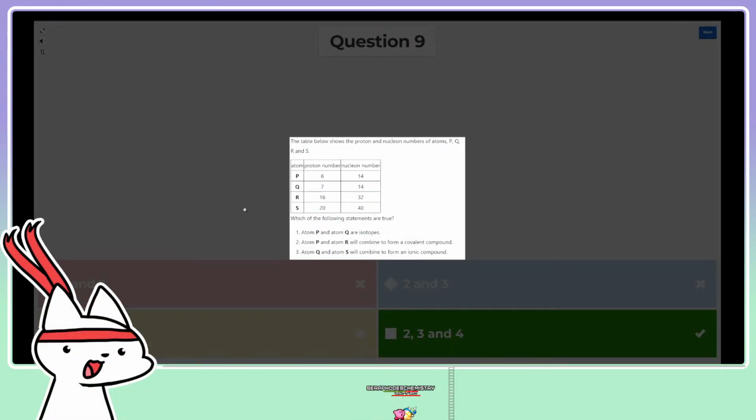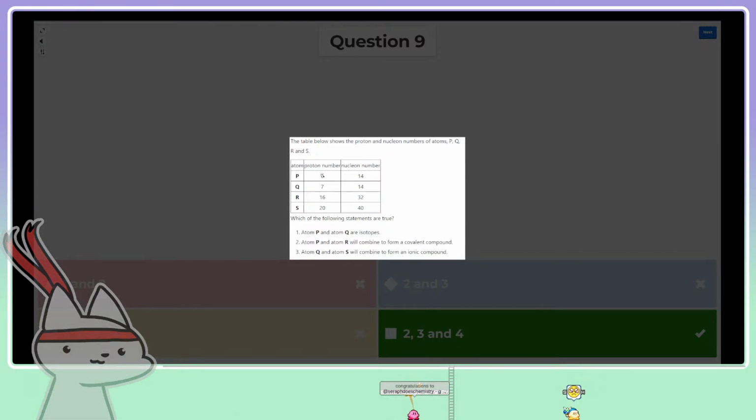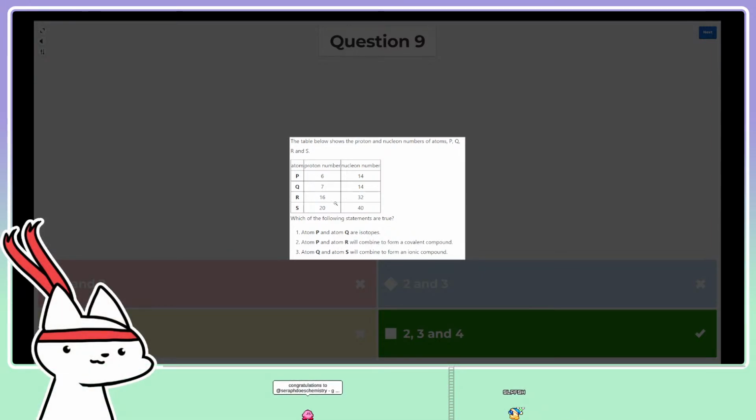Okay, so number 1 is definitely wrong because PQ isotopes must have the same number of protons. P is 6 protons, Q is 7 protons, so they cannot be the same. Then 2, for P and R, they will combine to form covalent bonds. P is 2.4, R is 2.8.6, so they combine to form covalent compounds. Whereas Q is 2.5, S is 2.8.2, so they form ionic.